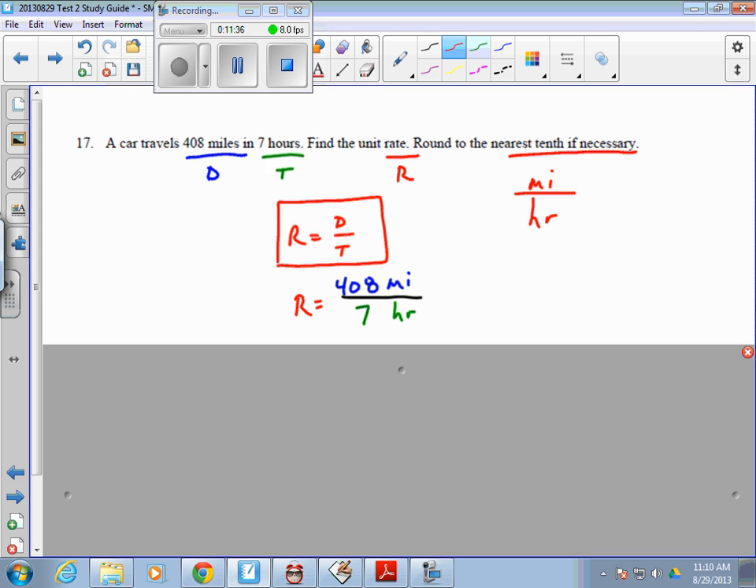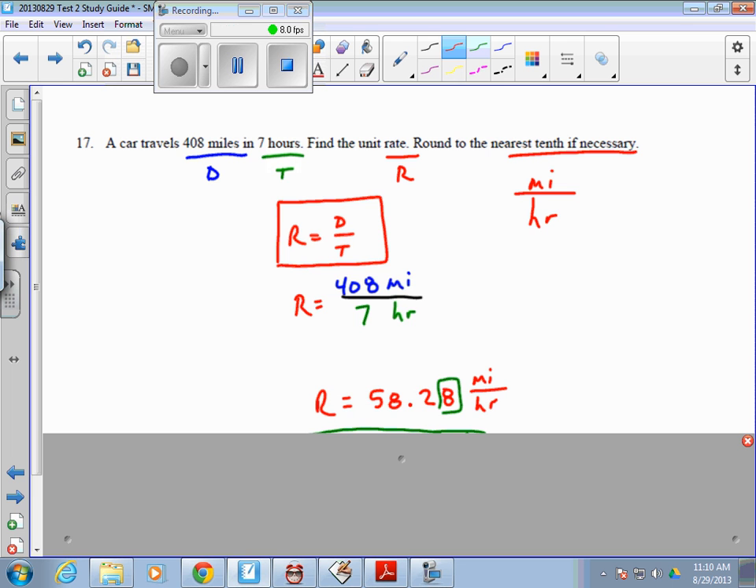In place of T, or time, 7 hours. The one we don't know, that doesn't have a value attached to it, is rate. So we have 408 miles divided by 7 hours. When you divide miles by hours, they're going to stay miles over hours. And when you divide 408 by 7, you get 58.28.